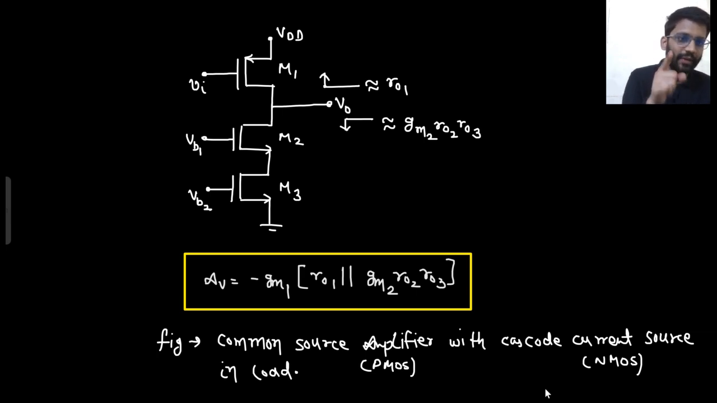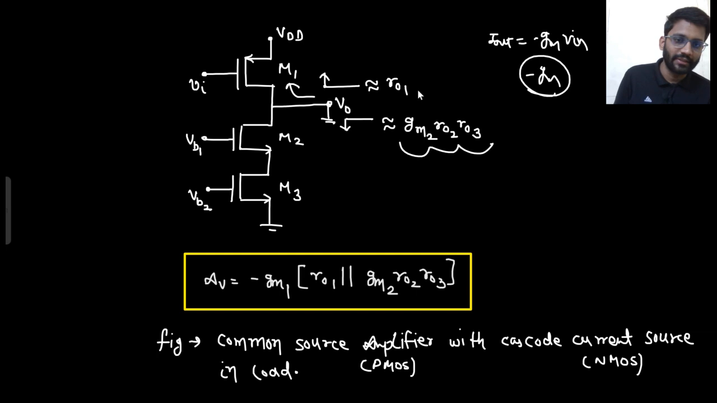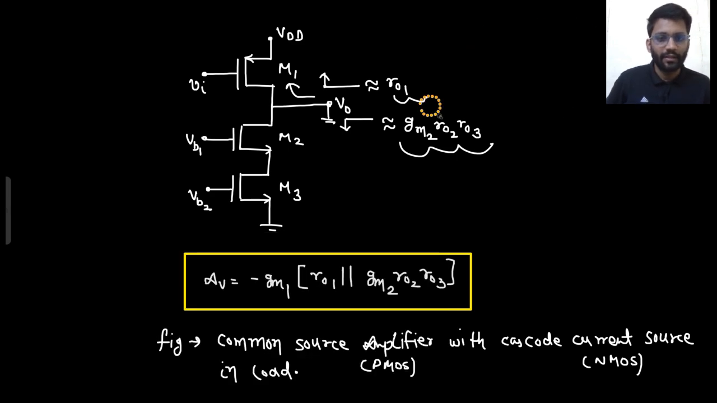If you needed to write the gain using the GMR out method, how would you write it? Output is shorted, then the current flowing is GM1 V in, flowing in the upward direction. So your I out would have been minus GM1 V in, so your GM would have been minus GM. And then the output impedance, this is the output impedance. So this is how you could write the gain.